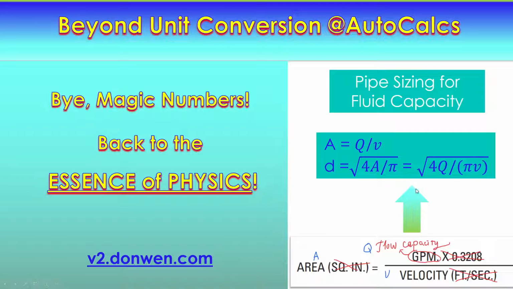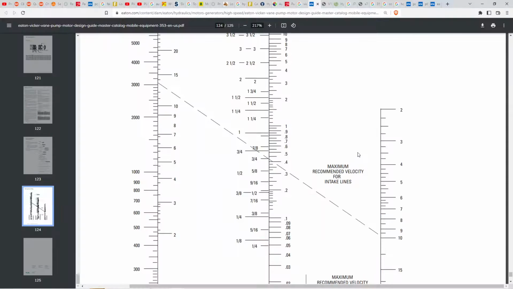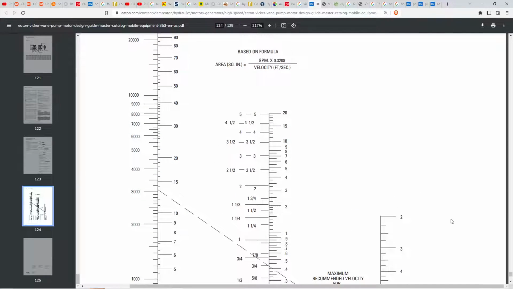But in essence, what we are doing is actually the physics equations like this: A, the area of the pipe, equals Q divided by V, and the diameter equals the square root of 4 times A divided by pi. Or if we plug that A into this, it becomes this. I was doing some hydraulic calculation recently in order to size a pipe, and I was using one of the engineering guides from Eaton.